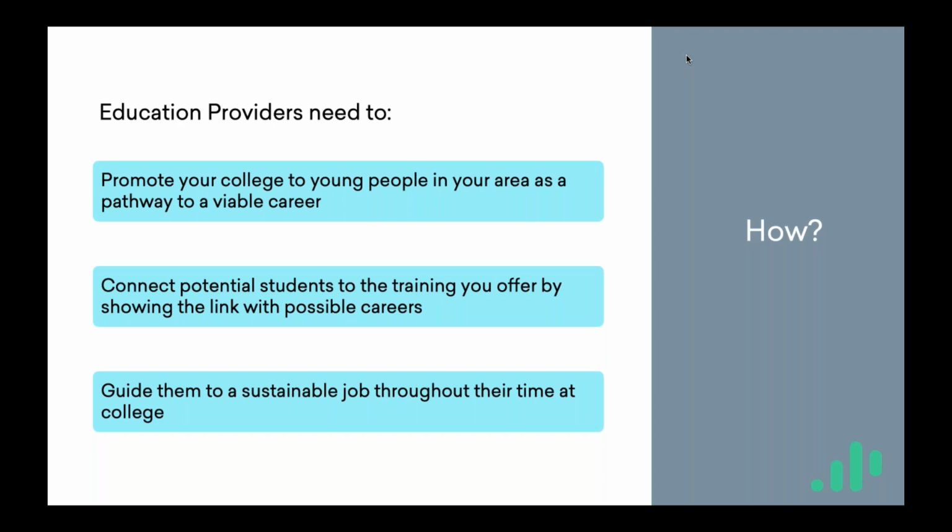So how can providers do this then? Put simply, education providers need to promote their college to young people in their area as the pathway to a viable career and have them think of that as the first port of call. They need to connect potential students to the training that they offer by showing that link with possible careers, and then guide them to a sustainable job throughout their time at college and beyond. And then students, in theory, should be more motivated, as they can see the direct link between their education and their dream job, meaning that the college also benefits from higher retention rates.